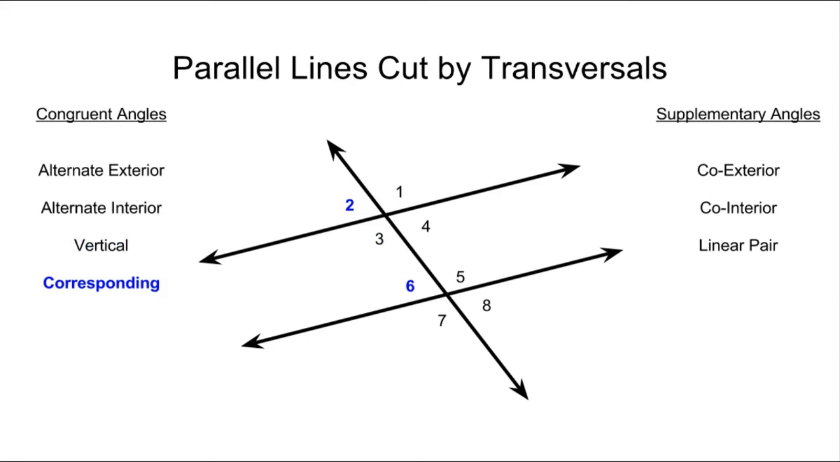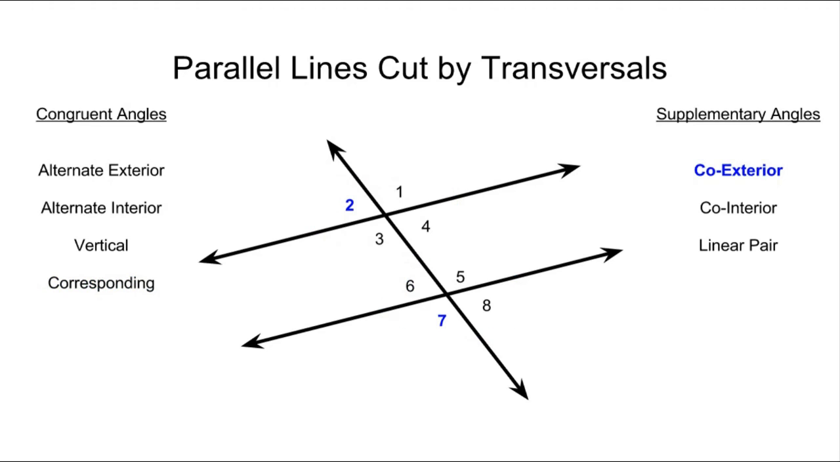Corresponding angles are a little tricky. These are angles that are in the same position on their respective intersection. So in our top intersection, we have angle 2 in the top left corner of our intersection. And in our bottom intersection, we have angle 6 in the top left corner of our intersection. Because they're in the same respective place on their intersections, they're considered corresponding angles. And corresponding angles are congruent. Other pairs of corresponding angles will be angles 1 and 5, angles 4 and 8, and angles 3 and 7.